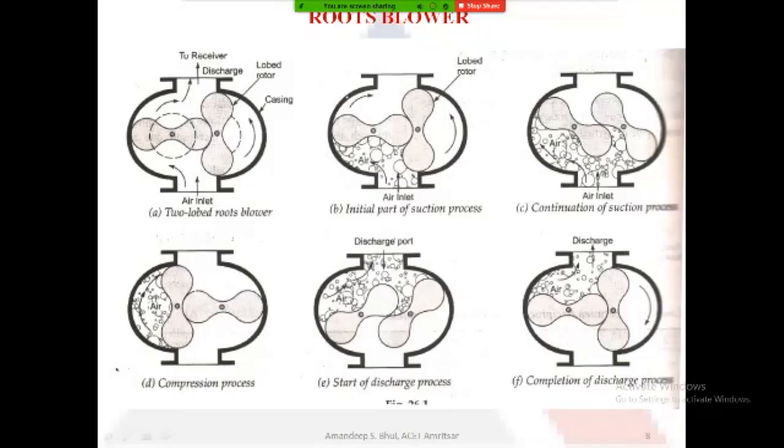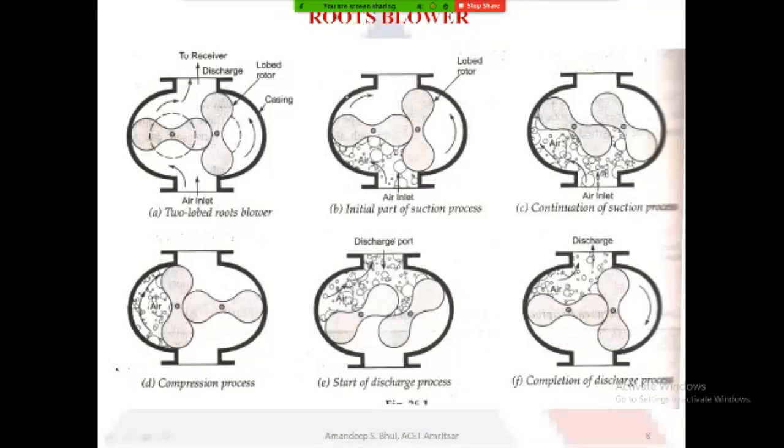After that, when the lobes rotate, the position changes, and in part D you can see that the air gets trapped between the outer casing and the left lobe. After that, when the arrangement reaches figure E, the discharge port is open. Now, the pressure of the air trapped between the lobes is the atmospheric pressure, and the pressure on the discharge side is the discharge pressure.